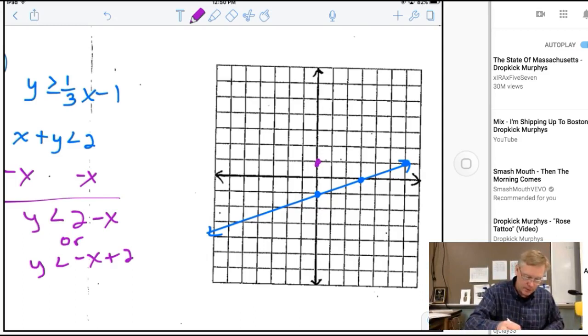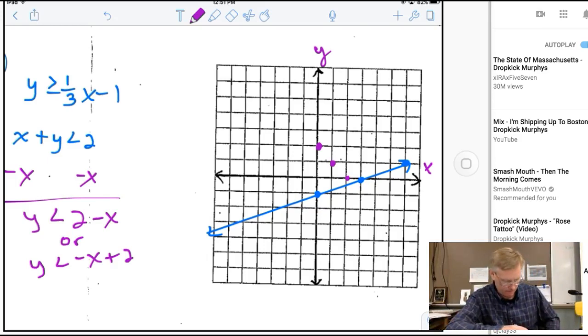Y-intercept of positive 2, that's a 1, 2, y-axis, x-axis. And it's got a slope of negative 1, so that's up 1 over 1, up 1 over 1, all the way up. So if I draw my line through there, it should be like this. Oh, except it should be a dashed line.